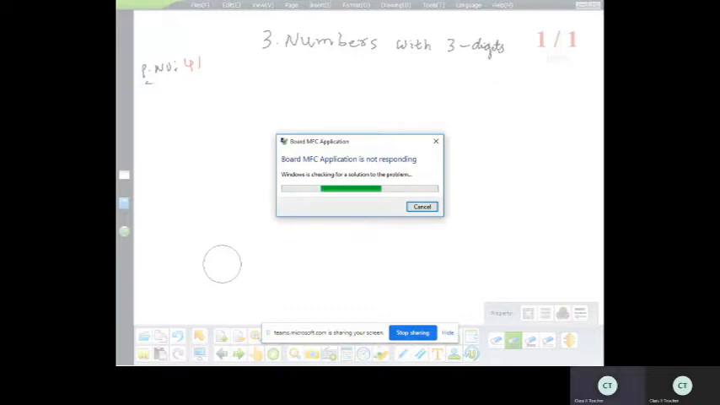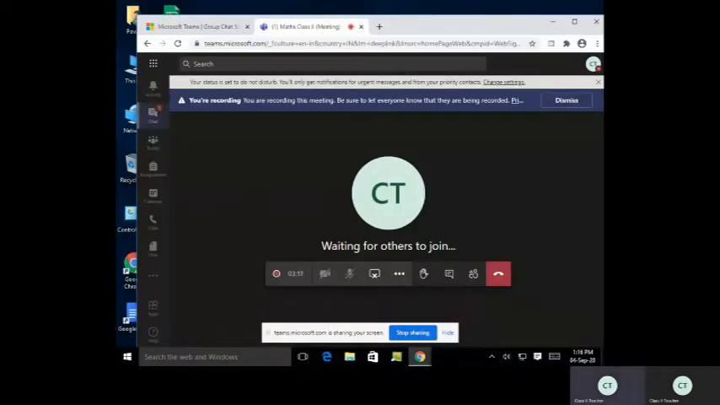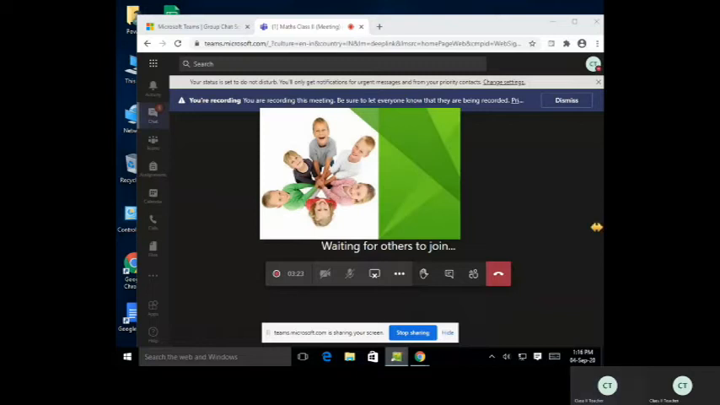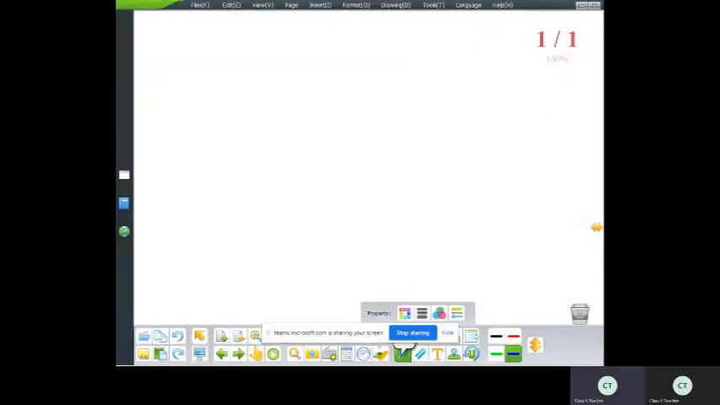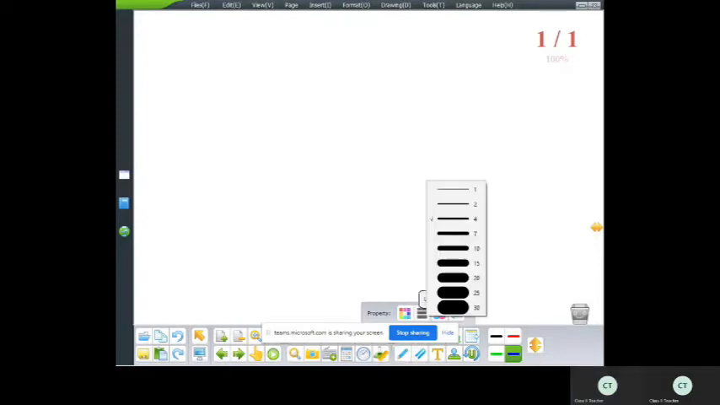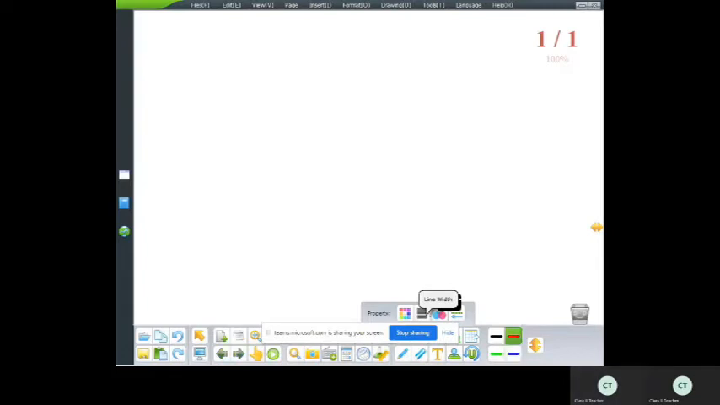Write the following numbers given in words using digits. Question number 8, page number 41. First one, 143. This is the example.